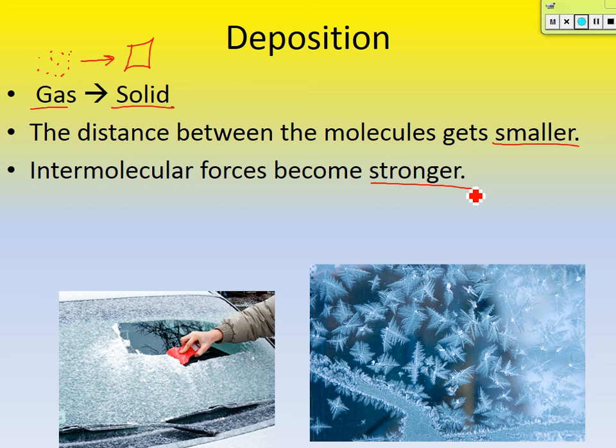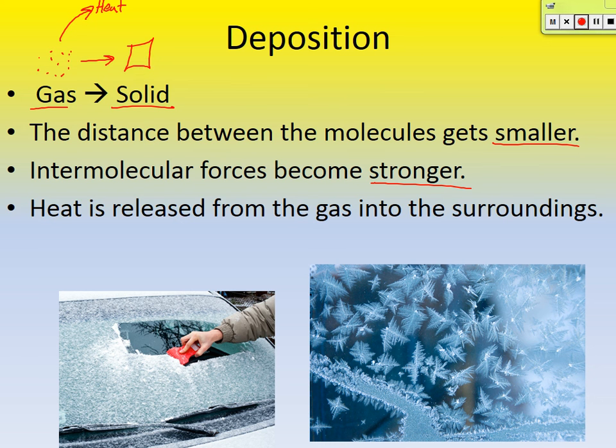What's happening to heat flow? Does heat have to go into it, or does heat have to leave? Heat has to leave. How come? Yeah, because these have got to slow down, don't they? These particles have got to slow down. They've got to lose heat. When they lose heat, they'll slow down so quickly that they get so close together that it makes a solid phase. So it's got to lose heat. Heat is released from the gas into the surroundings. Okay, where do we see deposition?